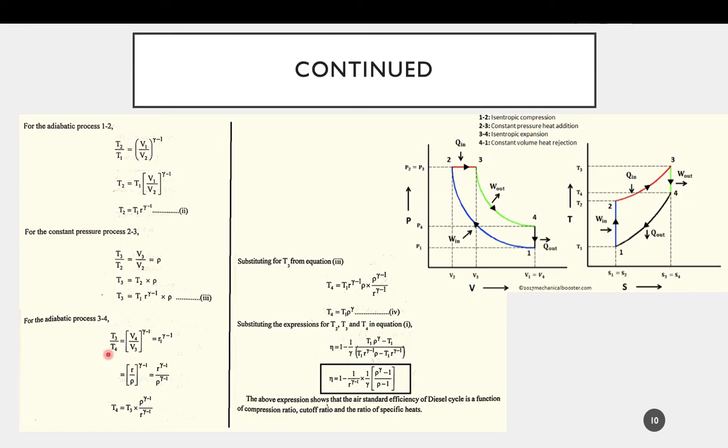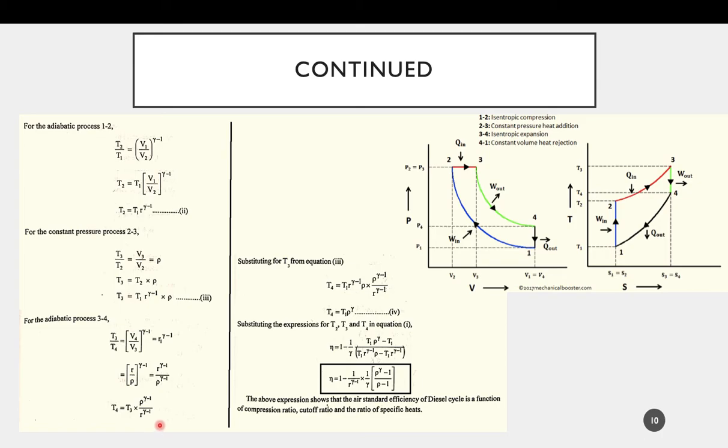Maybe I'll say it once again. From this expression, we have T3 by T4 is equal to R1 raised to gamma minus 1. But we need the expression in terms of T4. So T4 is equal to T3 by R1 raised to gamma minus 1. Now we know that R1 is equal to R raised to gamma minus 1 by rho raised to gamma minus 1. So instead of 1 by R1, we are writing the reciprocal of this term. So T4 is equal to T3 into rho raised to gamma minus 1 by R raised to gamma minus 1.